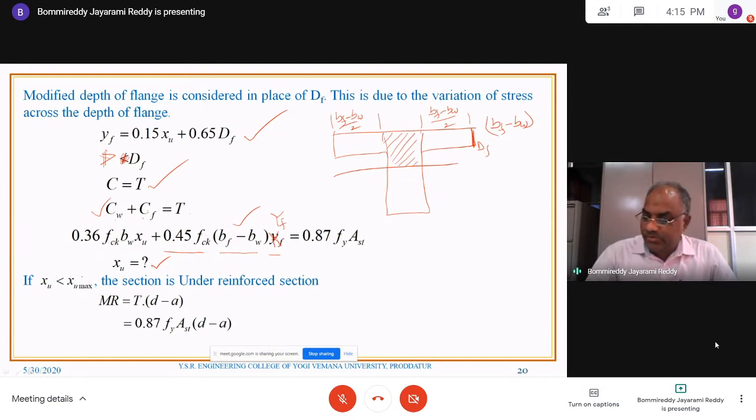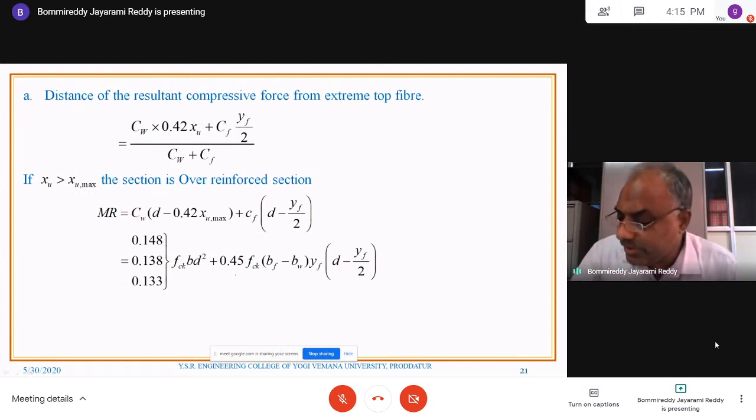And once XU is known, XU maximum will be in the same procedure as earlier, that is 0.53D, 0.48D, 0.46D. And the moment of resistance is as usual 0.87 FY AST into (D minus A). It is the same as already seen earlier. A is the distance from the extreme top fiber. It is CW, its distance is 0.42 XU. For the compressive resistance of the flange, the distance is YF by 2, and we consider CW and CF.